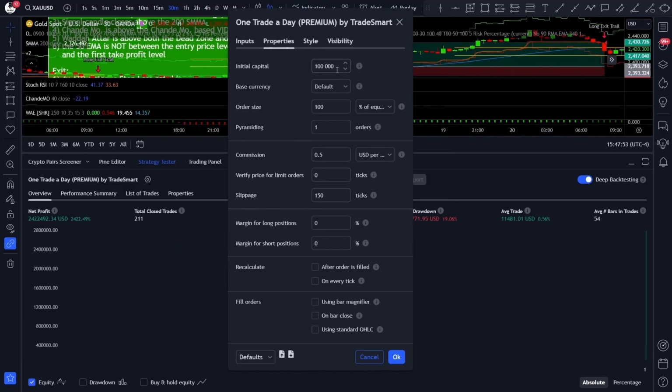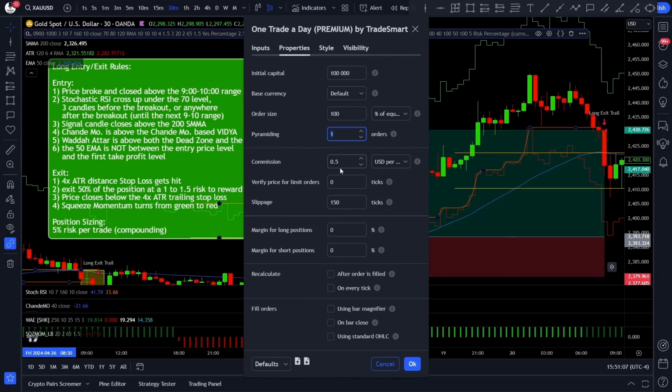For the backtest, I've set up a $100,000 initial capital. The order size is set to 100% of the equity, but in reality, we are using a 5% risk per trade position sizing, which means that on each trade we risk to lose 5% of our capital if the stop loss gets hit right away. The first commission is 0.5 USD per contract, and the second commission, which is the slippage, is set to 150 ticks.